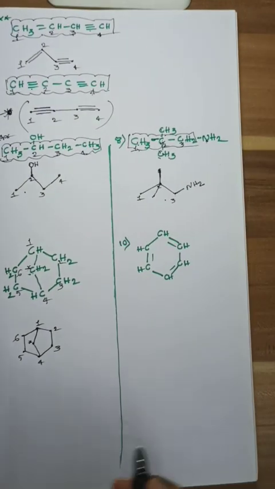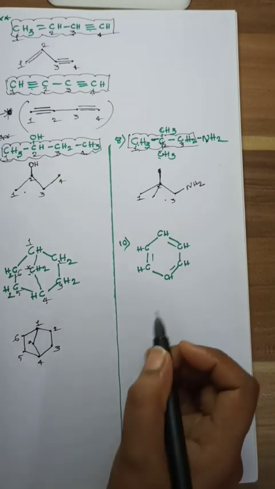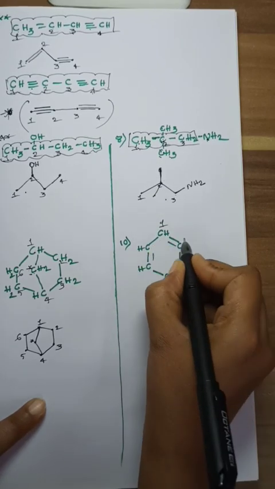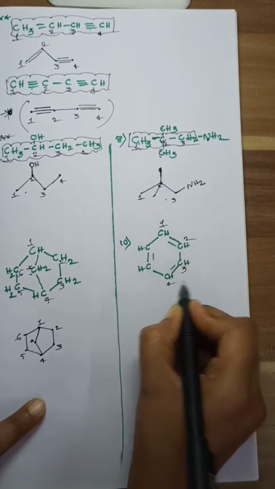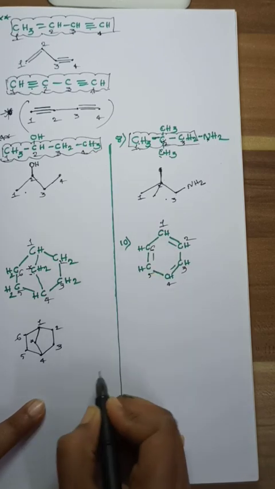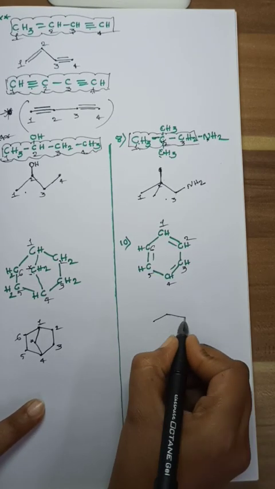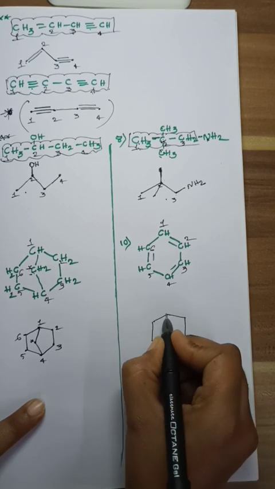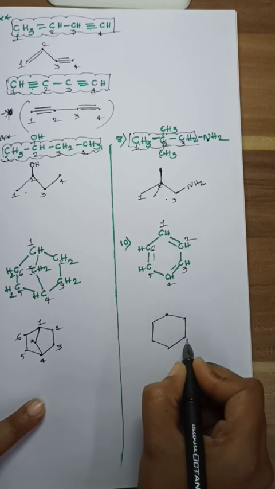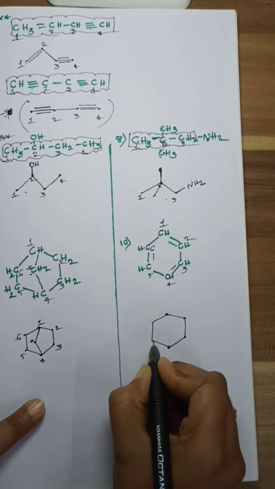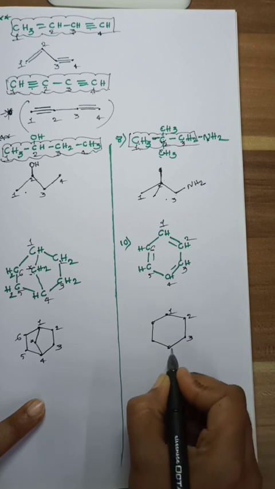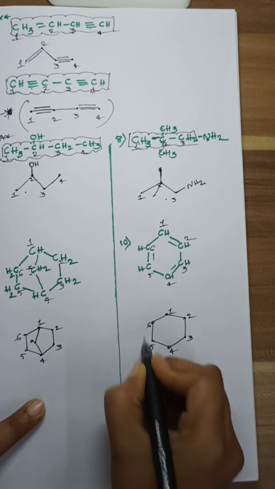And here the 10th example, that's the last example. Here also, this is a cyclic form. How many carbons? First, second, third, fourth, fifth, sixth carbon. All 6 carbons I'll write in a cyclic form. Correct? This is 1 dot 2 3 4 5 6. First carbon, second carbon, third carbon, fourth carbon, fifth carbon, sixth carbon.